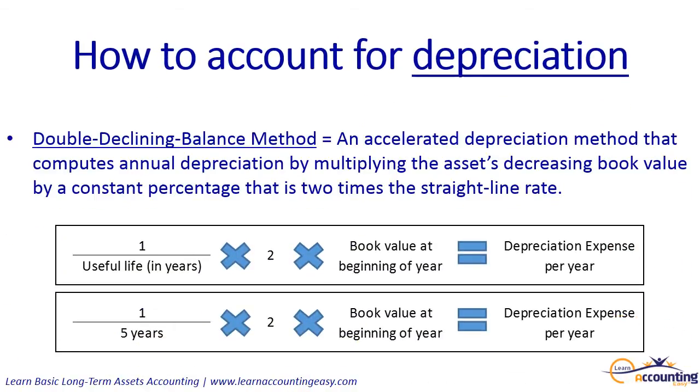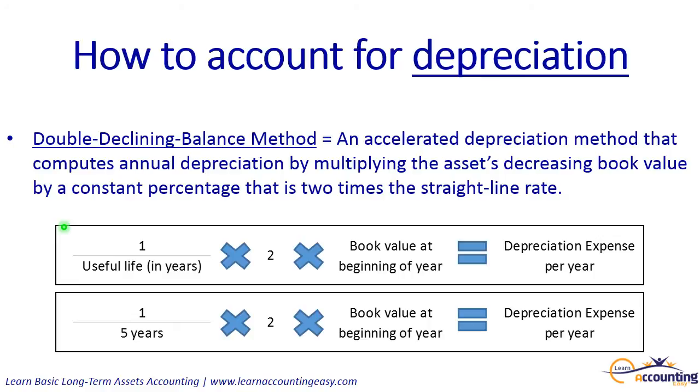This next method, the double declining balance method, is a little bit different. As it shows here, this is an accelerated depreciation method that computes annual depreciation by multiplying the asset's decreasing book value by a constant percentage that is 2 times the straight line rate. Now that's a lot of words and it may not make sense just reading it. It's much easier to look at the equation here in the top box.